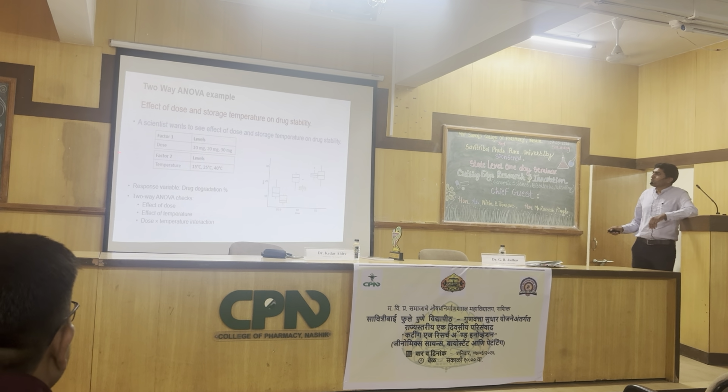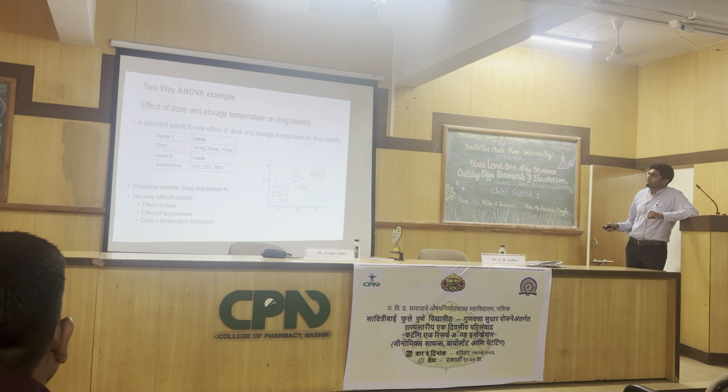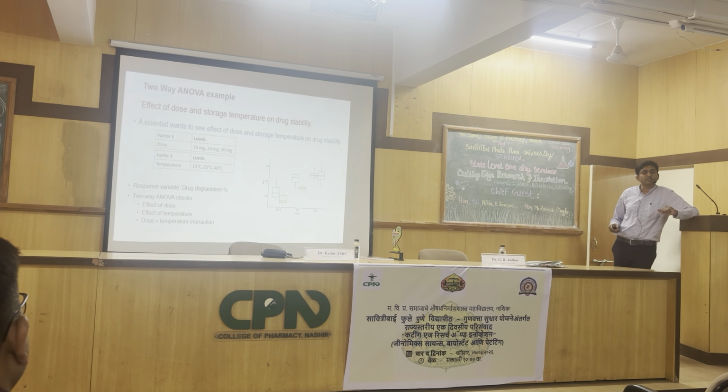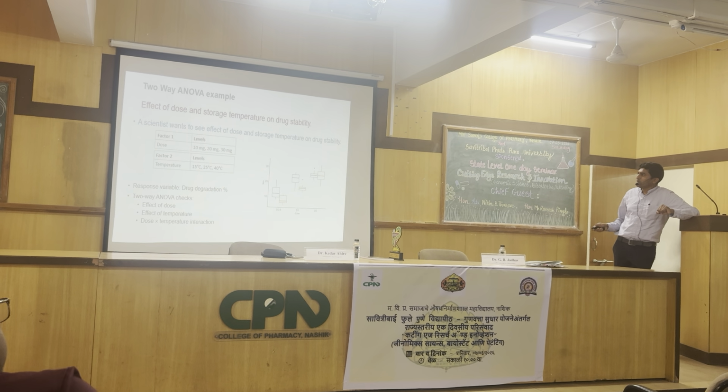In 2-way ANOVA, suppose we have two factors. Factor 1 is dose and factor 2 is temperature, and we have decided the levels: 10 milligram, 20 milligram, 30 milligram, and temperature 15, 25, 40. So it becomes a 3 by 3 factorial design, that is, there are two factors and 3 levels of each factor. The response variable is drug degradation.